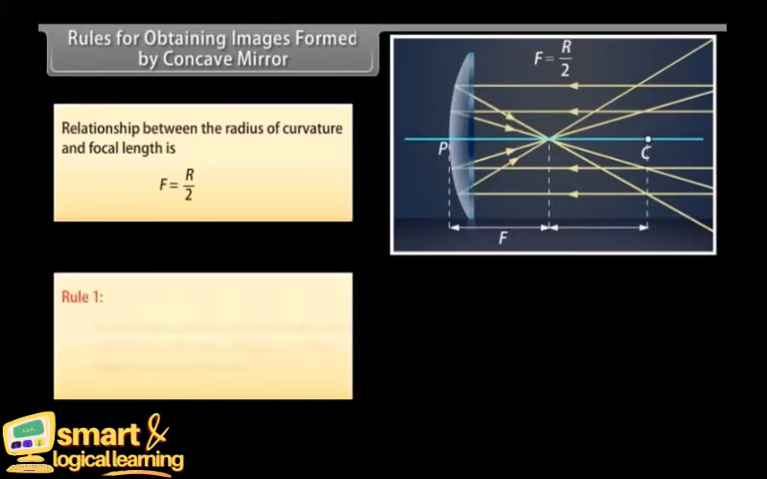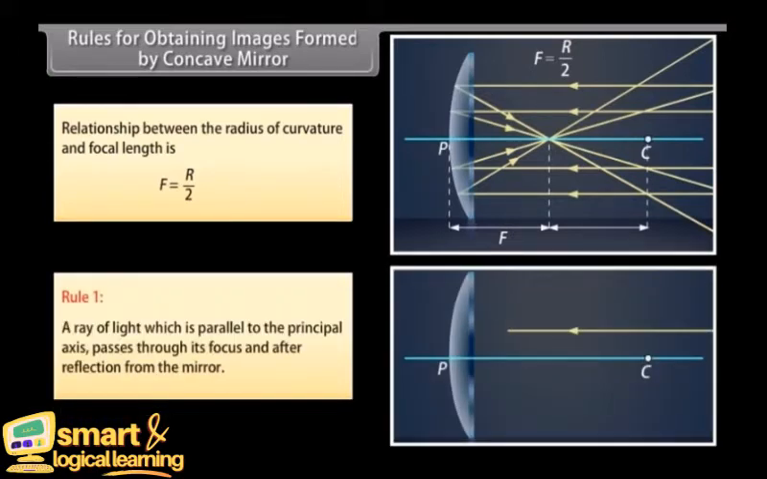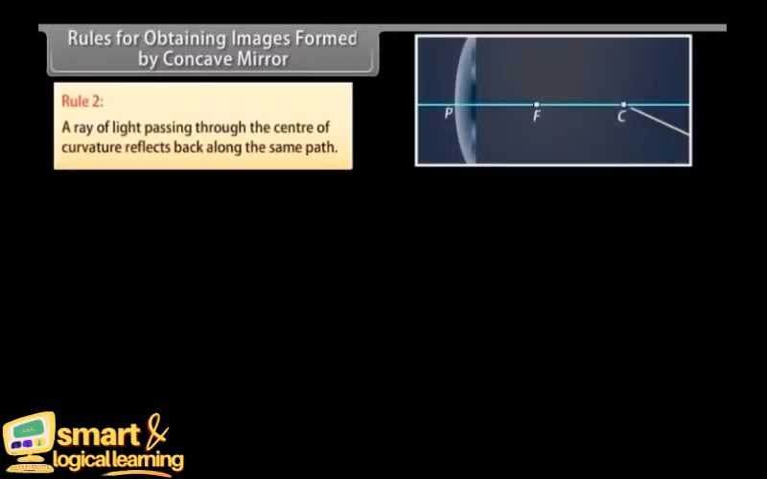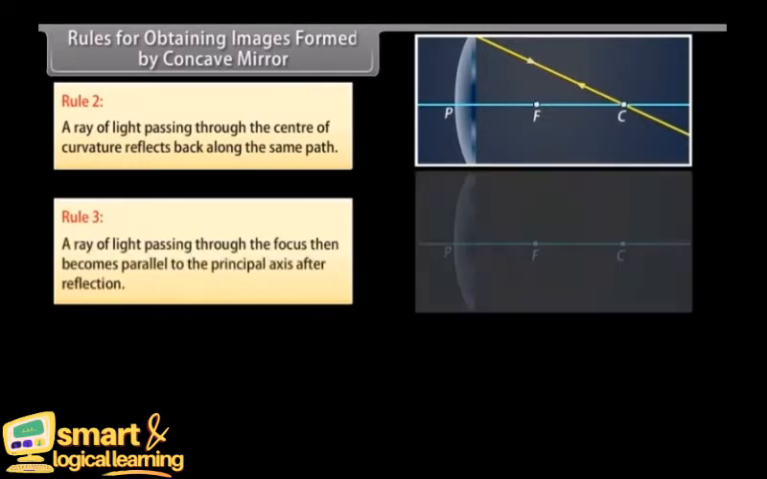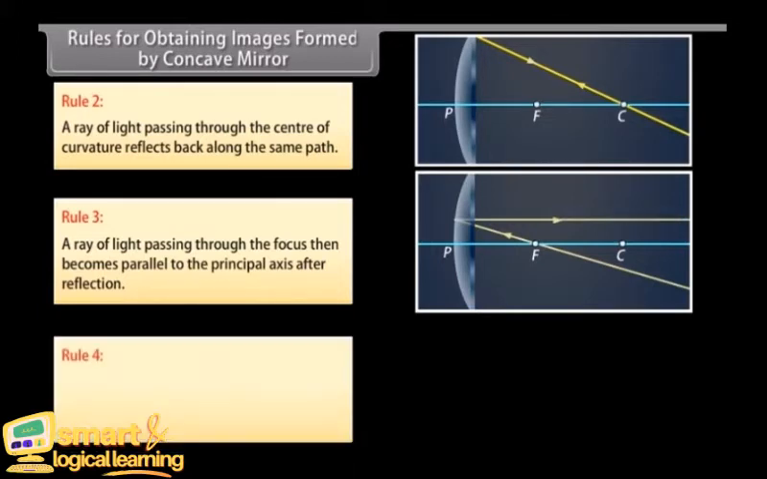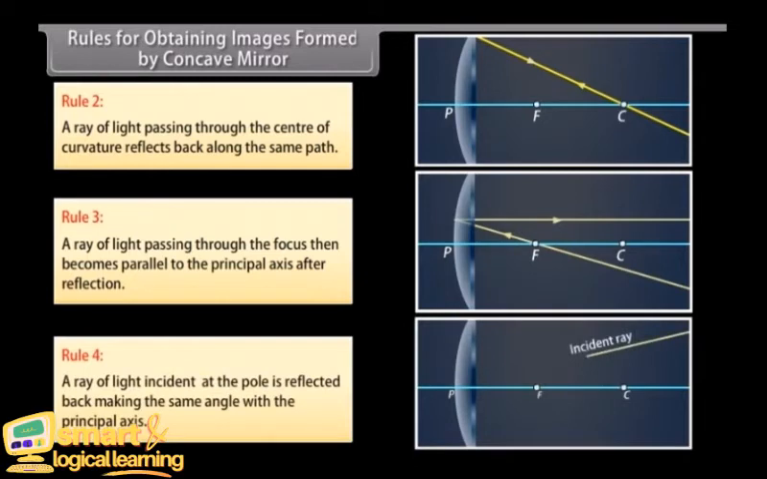Rule 1. A ray of light which is parallel to the principal axis passes through the focus after reflection from the mirror. Rule 2. A ray of light passing through the center of curvature reflects back along the same path. Rule 3. A ray of light passing through the focus becomes parallel to the principal axis after reflection. Rule 4. A ray of light incident at the pole is reflected back making the same angle with the principal axis.